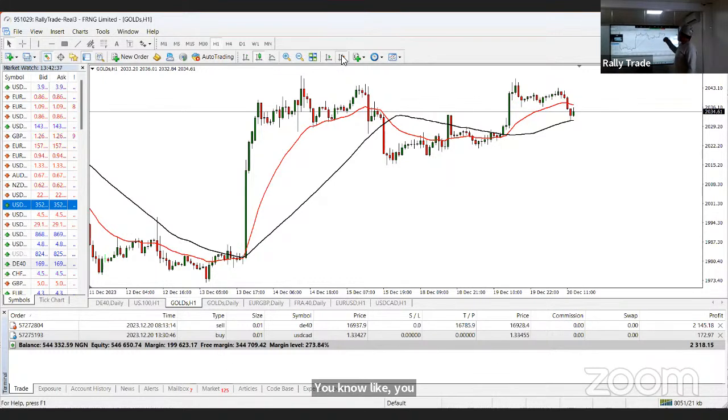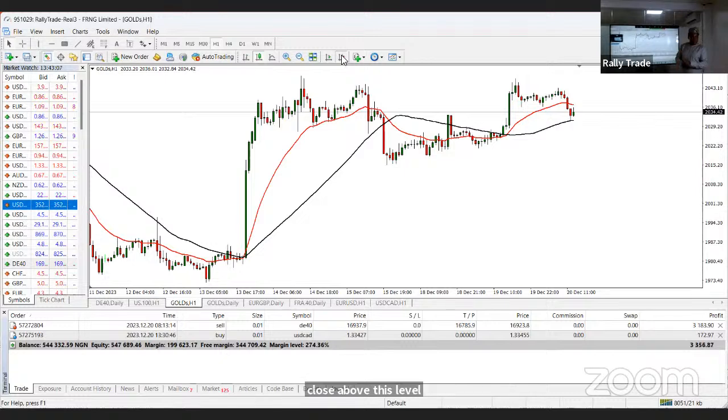For example, now this is a potential buy, but you can only buy as long as this red line is above this black. As long as this red line is above this black, the price can still go up, if and only if the current price will print more candles to close above this level.